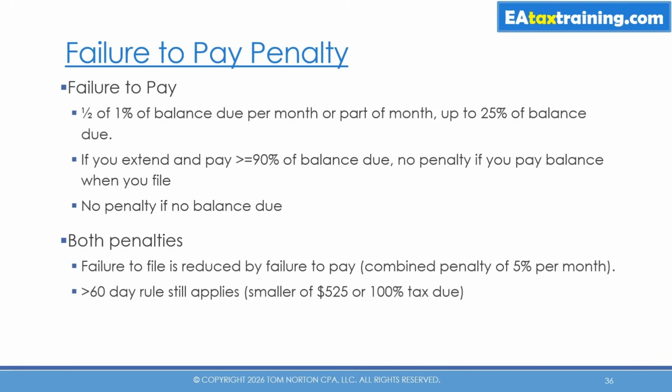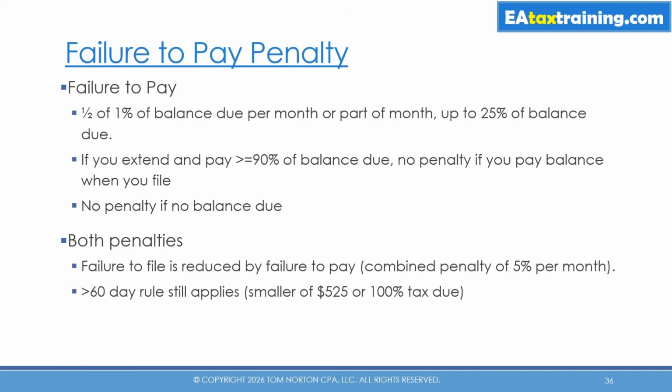Next is the failure to pay penalty. So maybe you file the return on time, but you don't pay the tax. So you would have a failure to pay penalty. That penalty is 1/2 of 1% of the balance due per month or part of a month, up to a maximum of 25% of the balance due. So let's say you had $10,000 that was due. 1/2 of 1% of that is $50 for each month or part of a month. And that can keep going on and on and on until you get all the way up to $2,500.